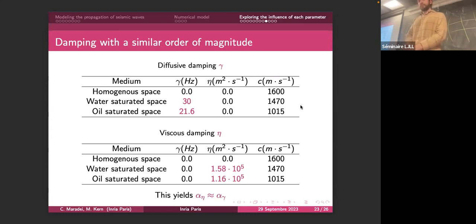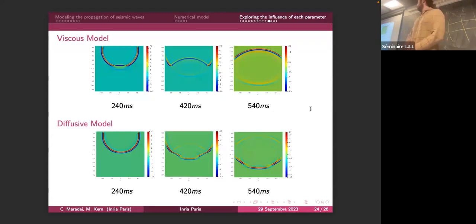So yeah, it was maybe 10 to the power 7 bigger. And this is the results that we observed. At the top, this is only the viscous model, so this is the term which is the time derivative of the Laplacian, whereas at the bottom, it's only the time derivative of the U function.